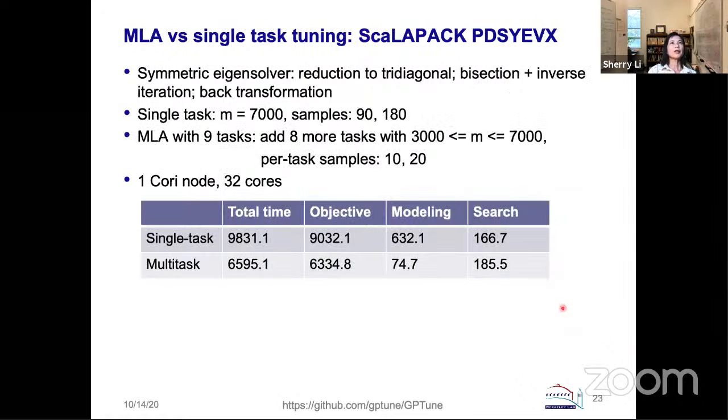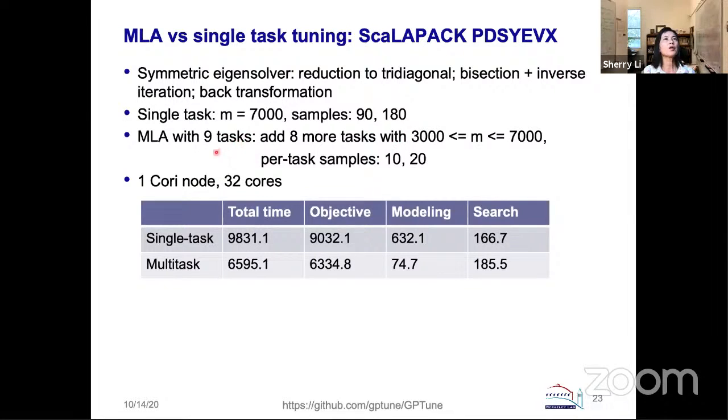And then we look at the symmetric eigensolver in ScaLAPACK. It's also parallel. This particular algorithm first reduces the full dense matrix to a tridiagonal problem, and then you run bisection plus inverse iteration to solve the tridiagonal problem. Then you back transform to get the eigenvectors of the original matrix. For a single task, we look at the dimension of this problem. This is the task, it's 7,000, and we give two different situations, two sample counts, one is 19, one is 180.